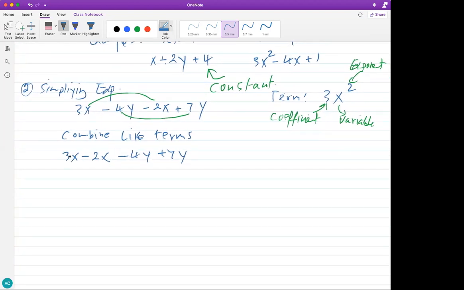So if you have 3 of something, x is a variable, it could be unknown, it could be something that we know but it changes. It could be money, people, fruits, animals, whatever. If you have 3 of something minus 2 of the same thing, what's the difference? What's left here?